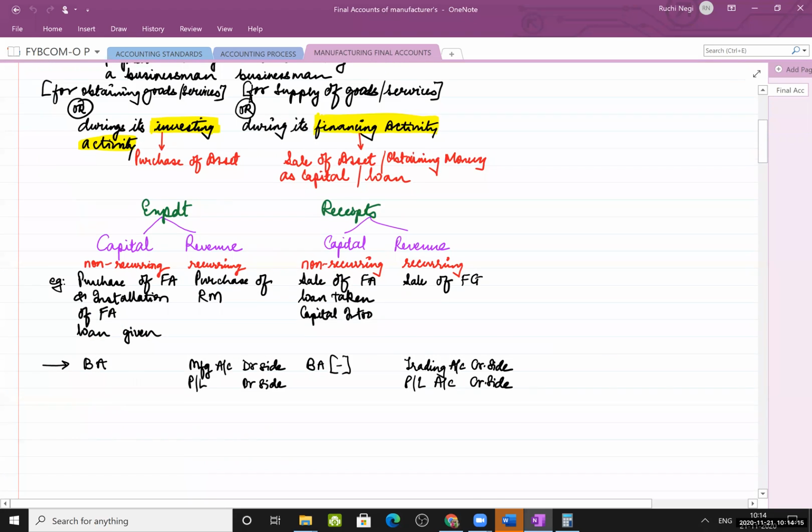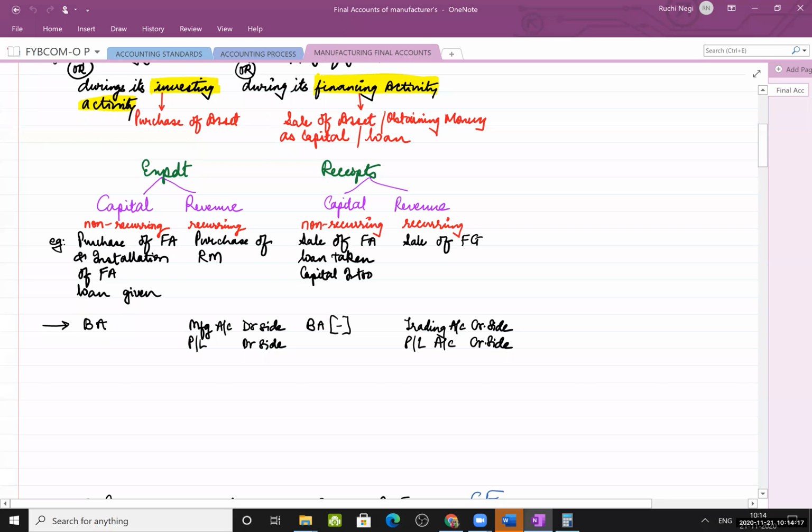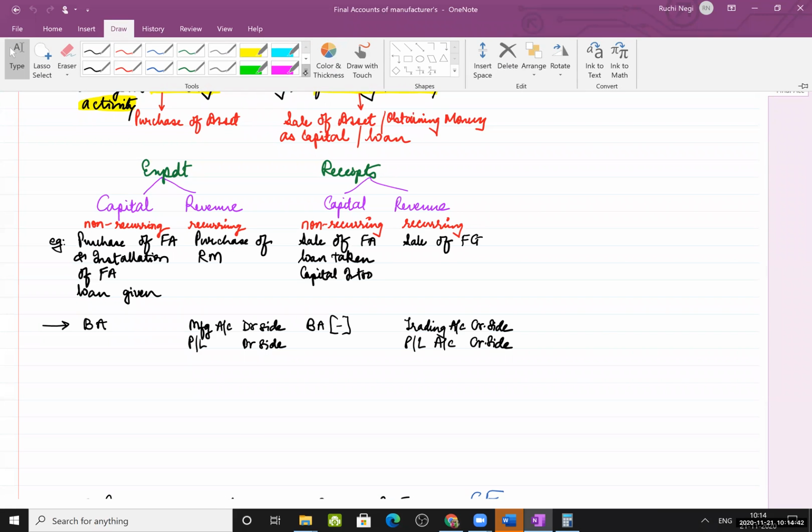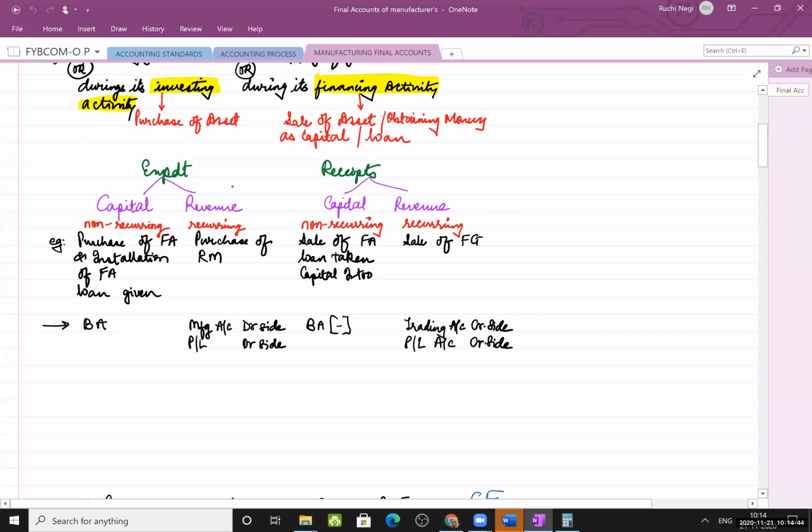Then I told you about expenditures being divided into capital and revenue expenditures. Capital expenditure highlight: it is non-recurring in nature. Revenue expenditure highlight: it is regular or recurring in nature with respect to business operations. Capital expenditure is reflected on the balance sheet asset side. Revenue expenditure is reflected on the manufacturing debit side or the P&L account debit side, as the expense category may be.